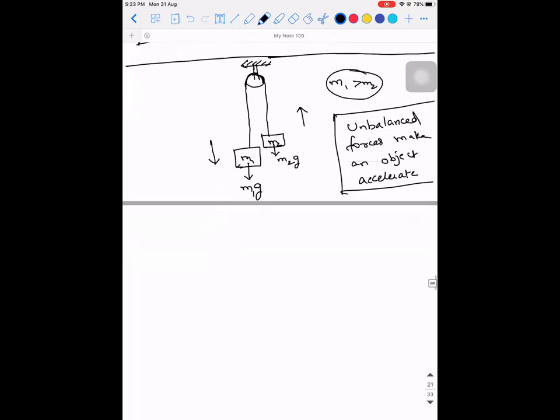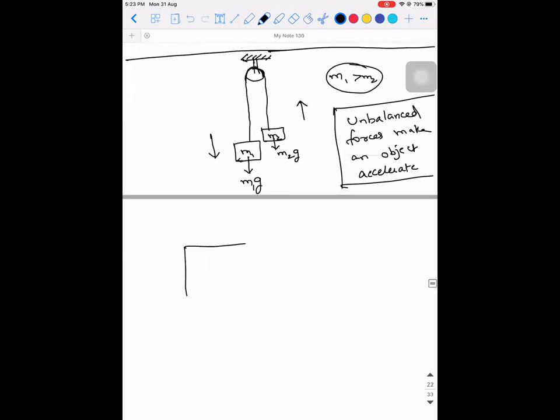Now, if I draw a free body diagram of M1 alone, then M1g will act in the downward direction. There is a string that is connected here. When you place it here, is the string getting pulled or is it getting pushed? It's getting pulled. So the string will try to exert a tension force in the upward direction or downward direction? Upward direction. Okay, let me call it T1.